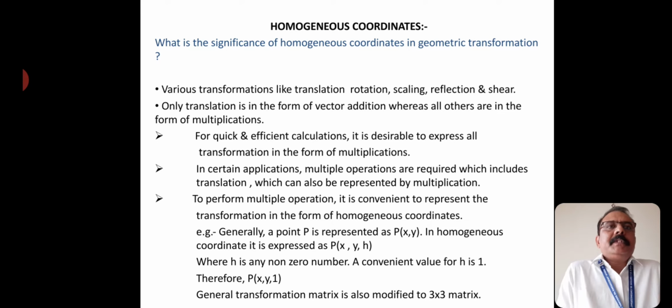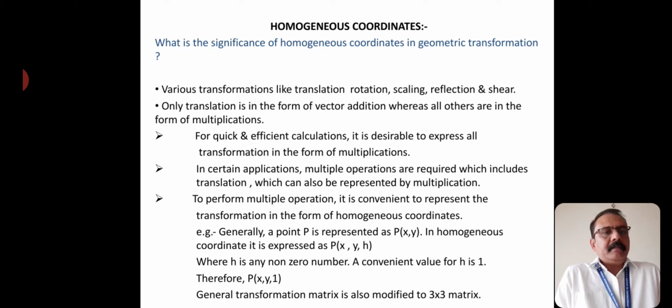Now the first point is homogeneous coordinate system. That is, what is the significance of homogeneous coordinate system in geometric transformation? As we have already learned, various transformations like translation, rotation, scaling, reflection, and shear transformation. Out of these five two-dimensional geometric transformations, only translation is matrix addition, that is vector addition, whereas all others are in the form of matrix multiplication. Then what is the need of homogeneous coordinate system in geometric transformation?